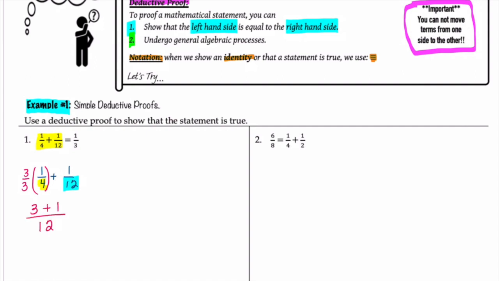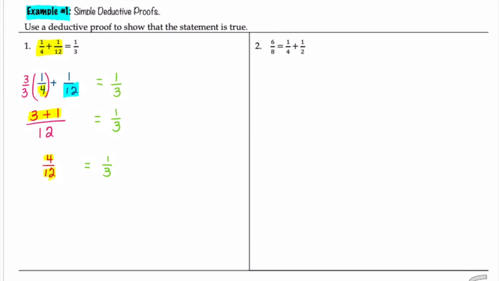I am going to keep the left-hand side exactly as it is, 1/3. So I'm dropping that down. Now that I have the common denominator, I'm just going to add the numerators, and I have 4 over 12, and that's equal to the right-hand side. And what is 4 divided by 12? I'm going to divide both top and bottom by 4, which makes 1/3 equal 1/3. And that's my proof right there.